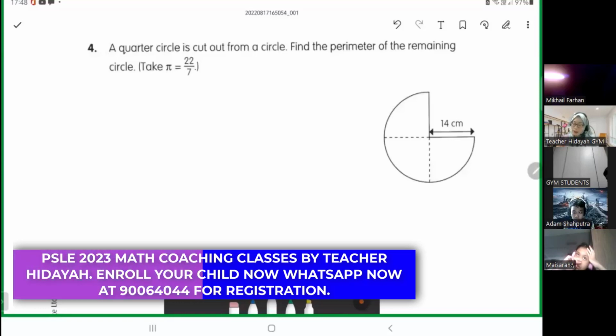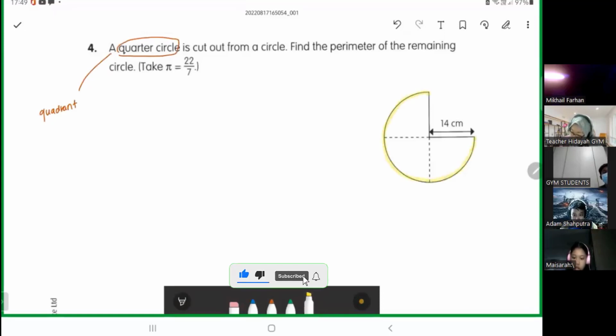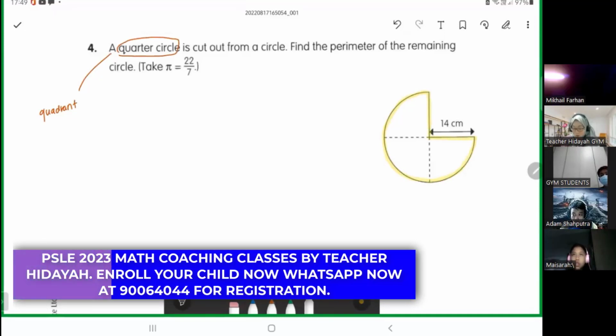A quarter circle means a quadrant. So a quadrant is cut out from this circle. Find the perimeter of the remaining circle. Perimeter means this arc plus 14 plus 14. This is also 14, so here 14, here also 14 cm.